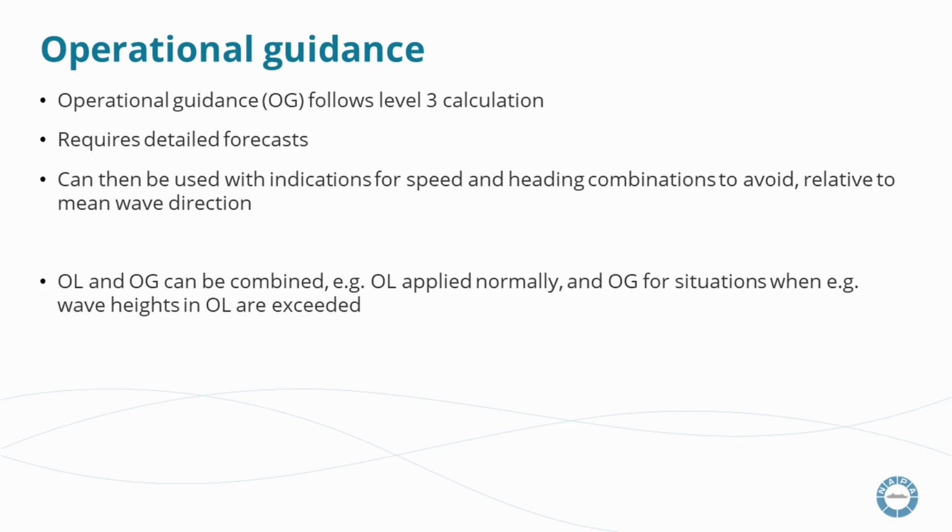Operational guidance, on the other hand, follows level 3 calculations and are more detailed instructions on possible actions to take during operation in order to avoid dangerous situations when they arise. Such actions could be to change the speed or heading against the waves. This, however, requires a more detailed forecast. Operational limitations and operational guidance can also coexist, where, for example, operational limitations are normally applied, while operational guidance is used only when wave heights for operational limitations are exceeded.